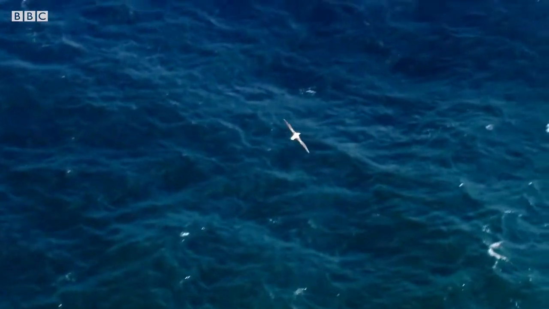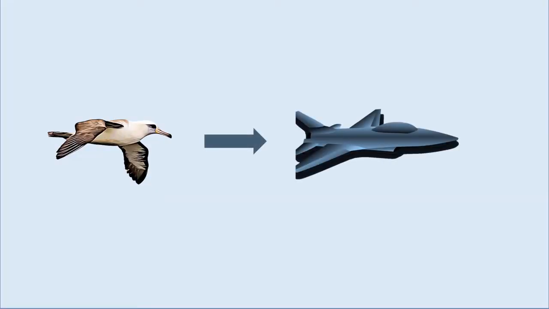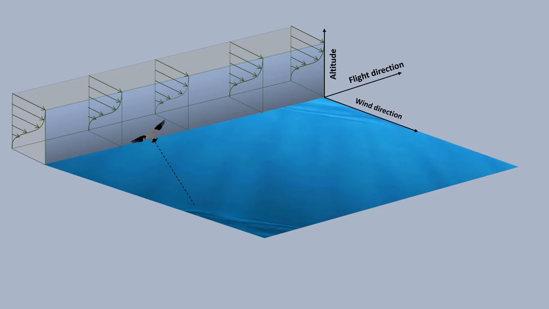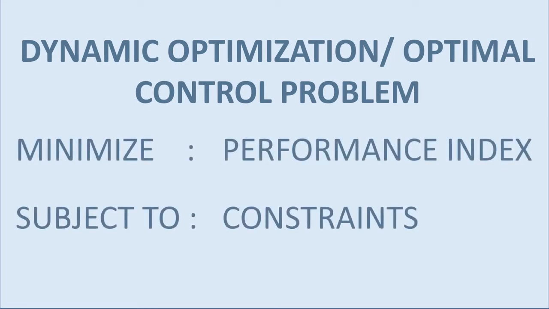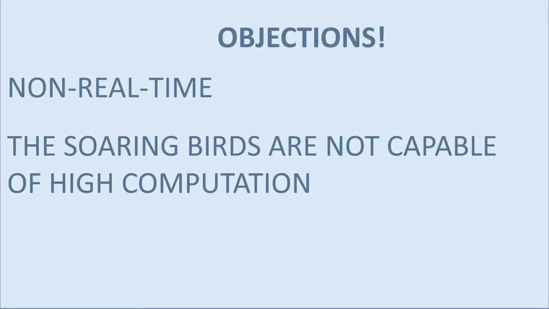Not only is this unique phenomenon fascinating to biologists, transferring it to unmanned aerial vehicles will be an engineering feat. For decades, the trend was to configure the dynamic soaring phenomenon as a dynamic optimization problem or an optimal control problem. We object to this trend because it does not work in real time and the soaring birds are not capable of high computation.